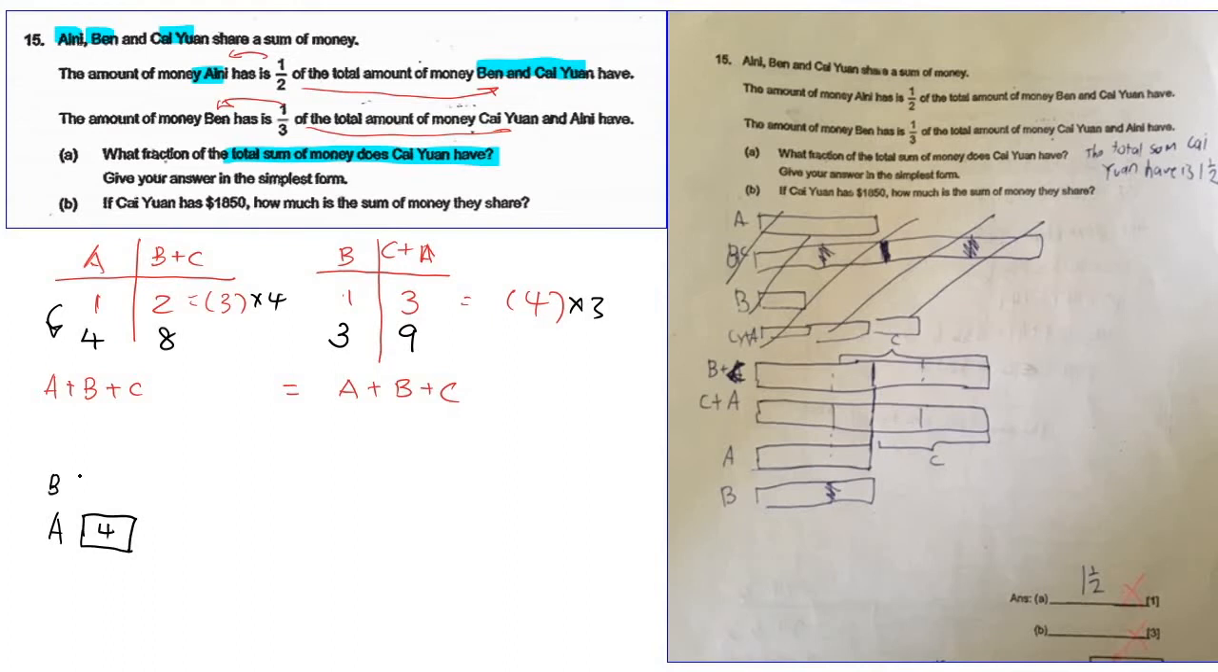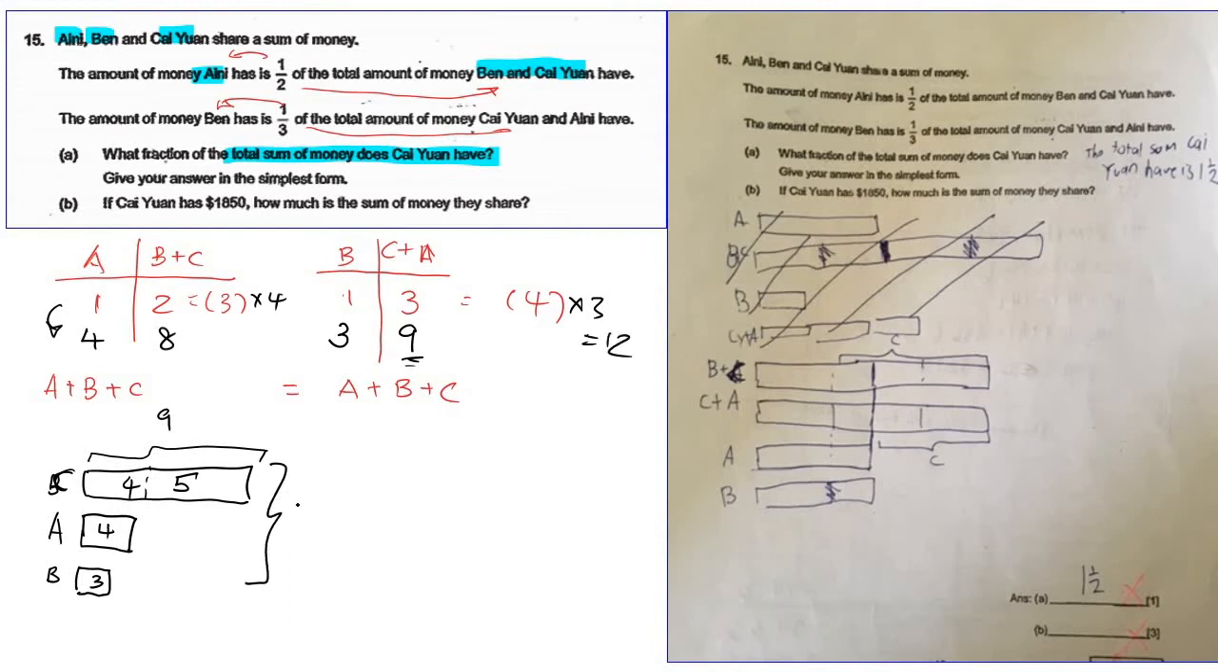B is actually 3, so I draw it down here. B is actually 3. And Cai Ying is how many? You can either use this over here or you can use this over here. Since Cai Ying is now above A, I use this one. This whole thing is 9. If this whole thing is 9 and this portion is 4, Cai Ying must be 5 units here. And you know this all totals out to be 12 units, right?